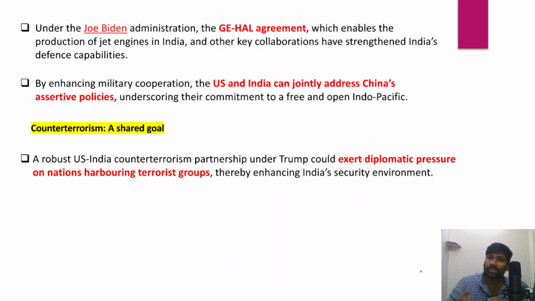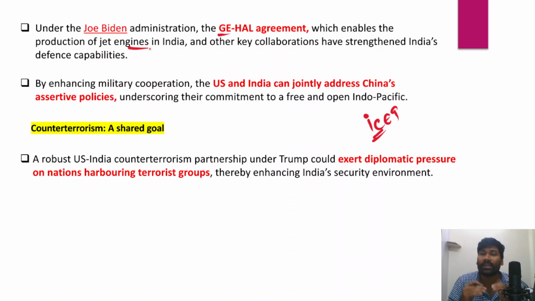And apart from the initiative on critical and emerging technologies, remember that this is very important, you may get a question on it. Under Joe Biden's administration, there was a defense agreement between General Electric and Hindustan Aeronautics Limited, which will enable the production of jet engines in India and other key collaborations, and that further strengthens India's defense capabilities.